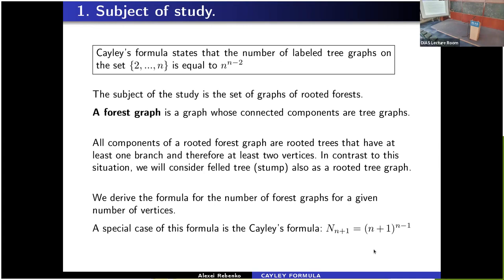So Cayley's formula states that the number of labeled tree graphs on the set of numbers from 1 to n equals n to the power n minus 2. I hope that you know what a tree graph is. The subject of study is the set of graphs of rooted forests. A forest graph is a graph whose connected components are tree graphs. In classical theory, a tree graph should have at least one branch, so two vertices.